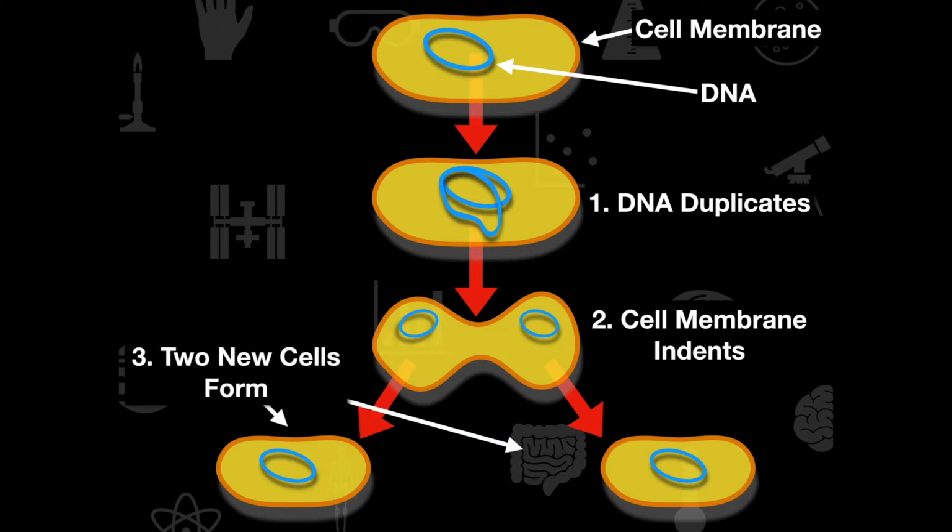So if we look at this, we have two new cells that have formed. Both of them have this copy of DNA. And remember that DNA is not in the nucleus, it's just floating around in the cytoplasm. But we've essentially copied that and gone through a simple division here.